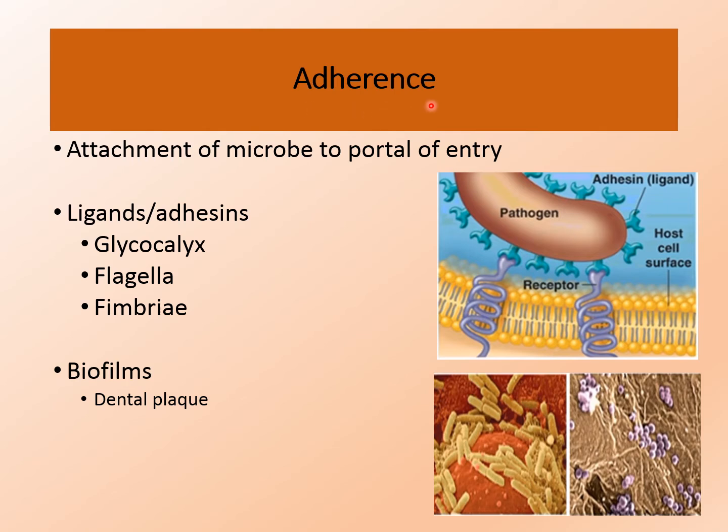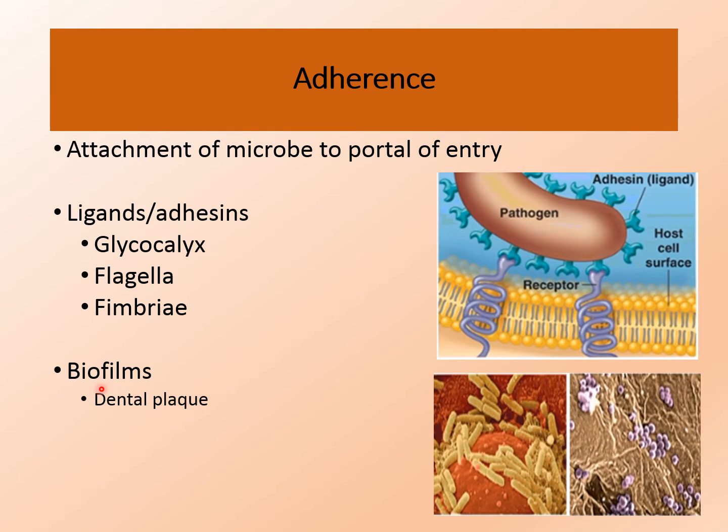The second step in disease progression is adherence, in which the microbe should be able to attach to the cells present at the site of entry. This attachment between the microbe and the host tissue requires specific molecules called ligands or adhesins, which are present on the surface of the pathogens. These ligands or adhesins can be present on the glycocalyx, flagella, fimbriae, or viral capsid. They attach to specific molecules present on the host cell surface called receptors.